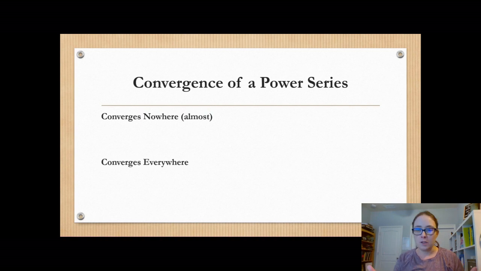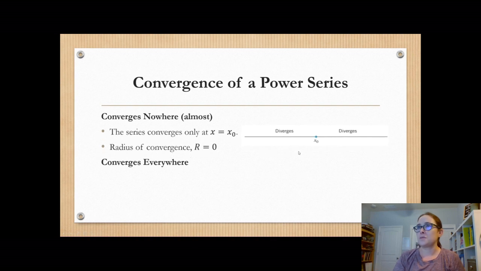Now there's really 3 scenarios that we will run into when finding the interval of convergence. It could converge for every x value. No matter what I plug in, I get a convergent series. It could converge nowhere, which I say almost there because it will always converge at your x naught value. Whatever that x naught is for the power series, it will converge there no matter what. But maybe it doesn't converge anywhere else. No other x values will work. So that's what this first one looks like.